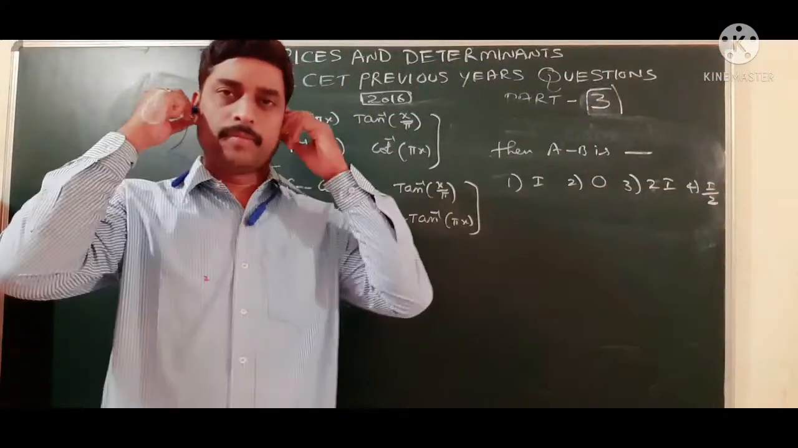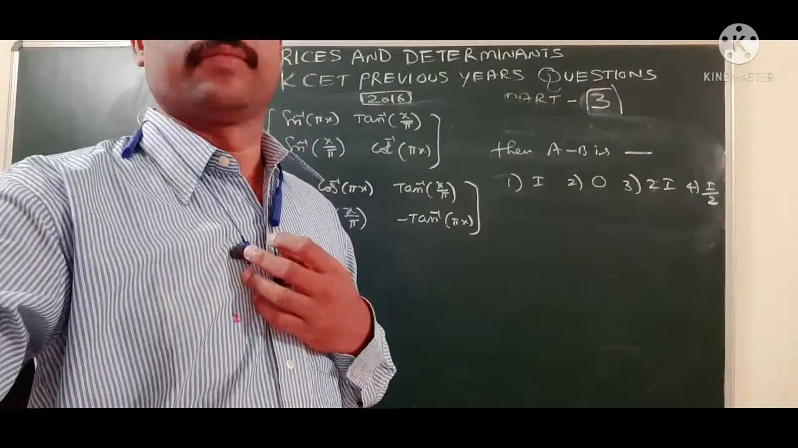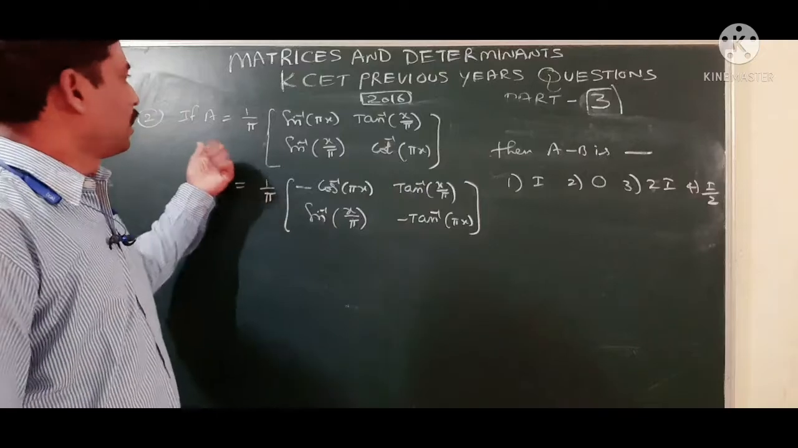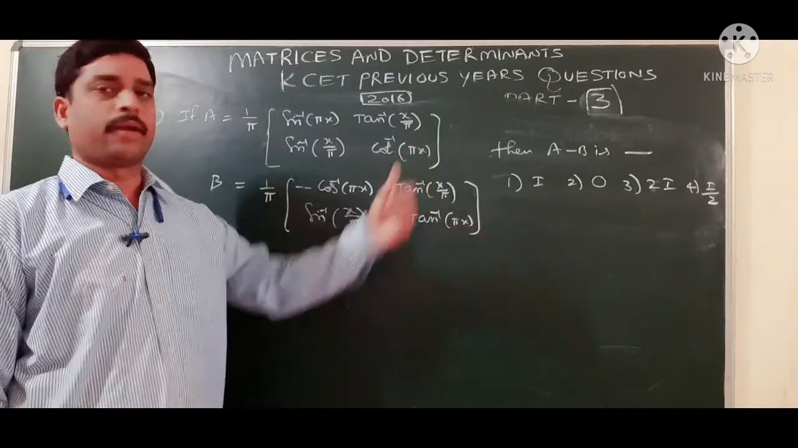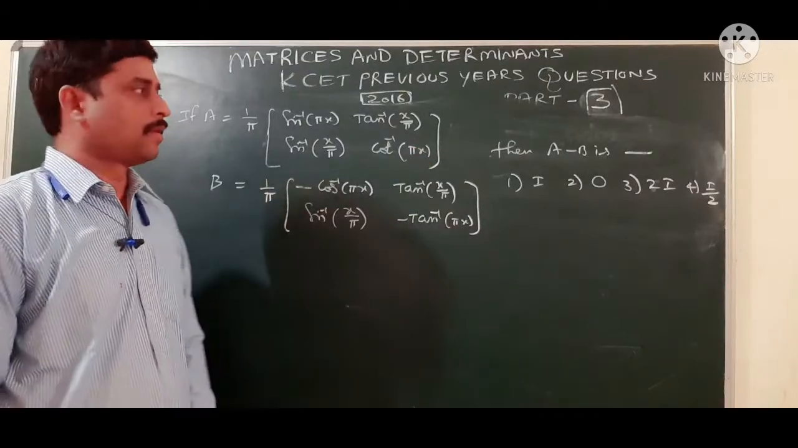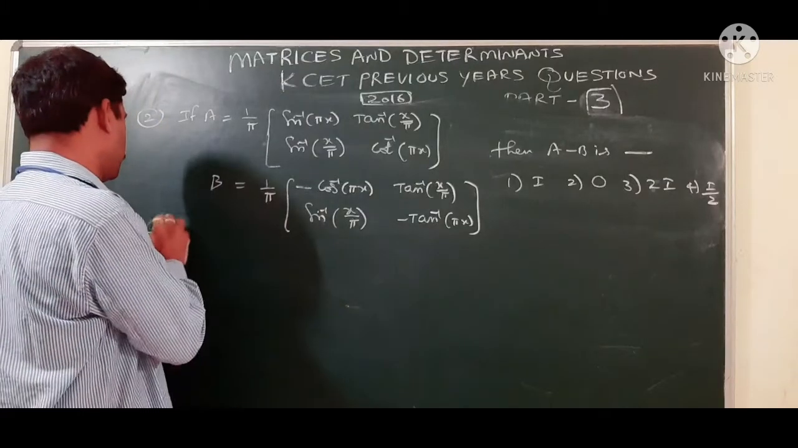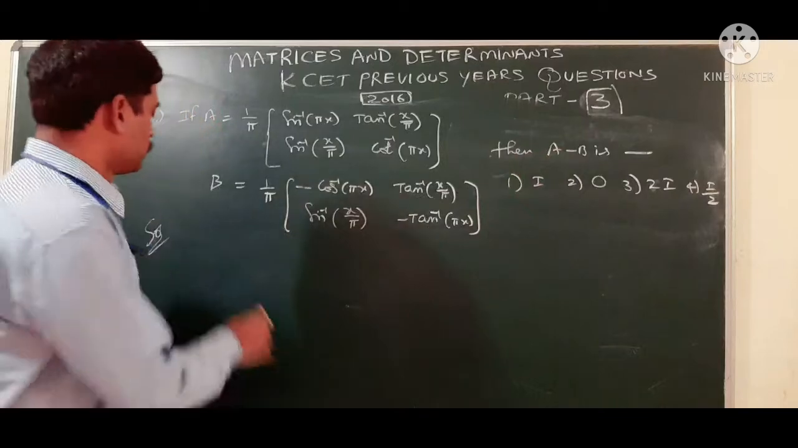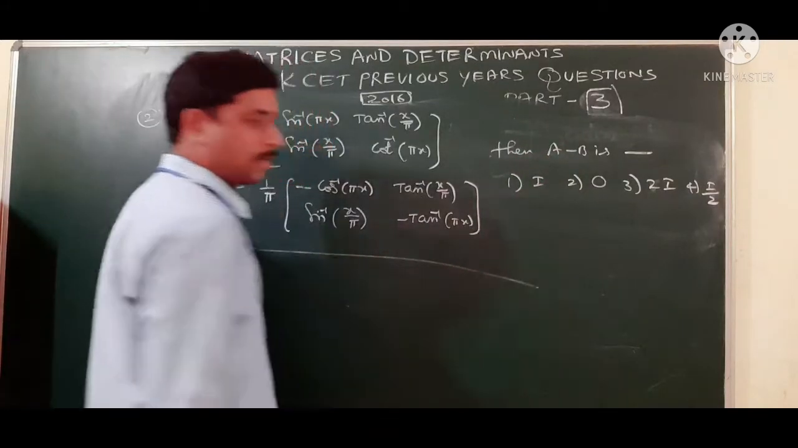Let us go to the next problem. Look at the next problem. Two matrices A, B are given, then find out A minus B. We have to find A minus B. So let us do subtraction of these two matrices.